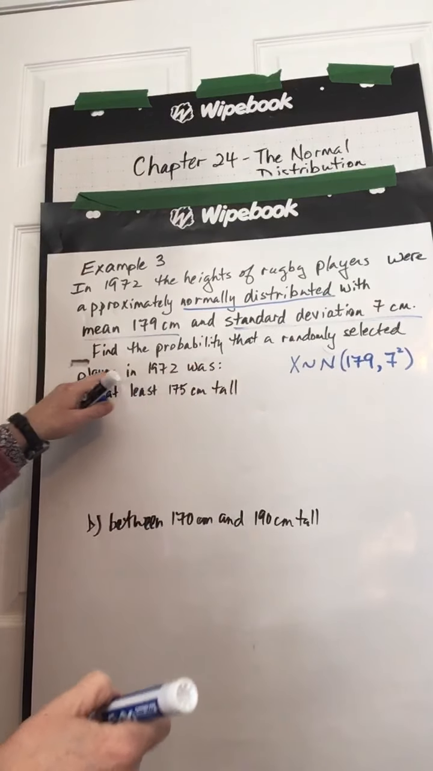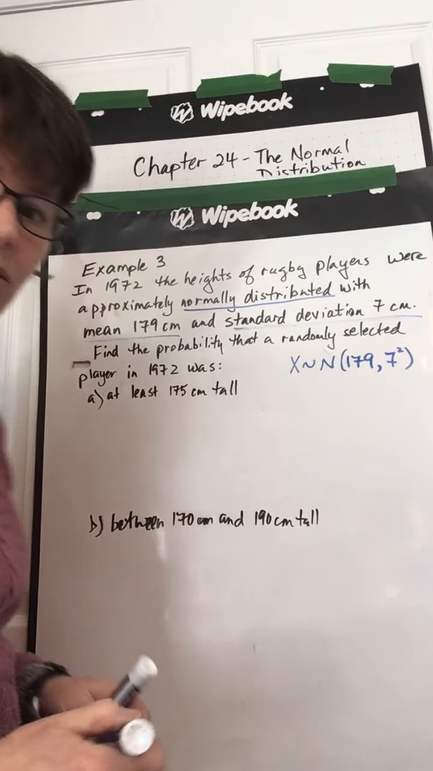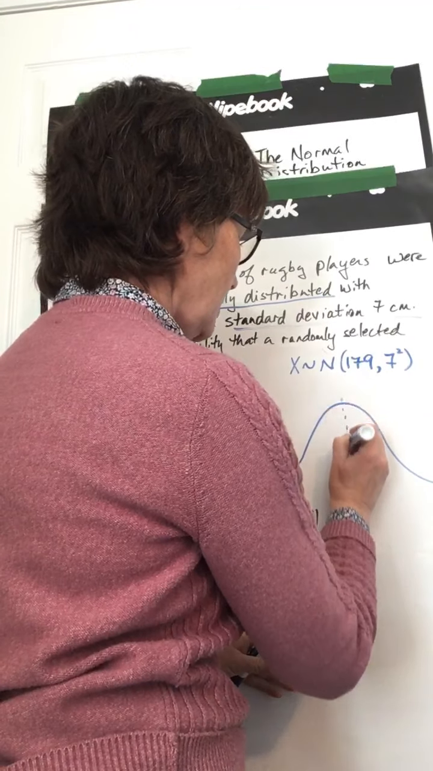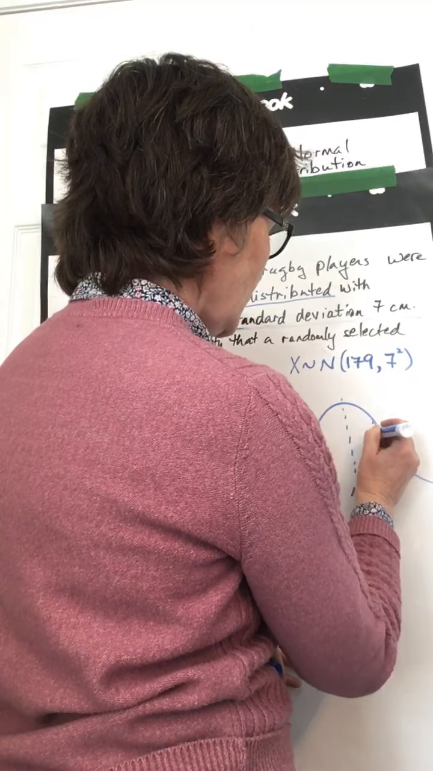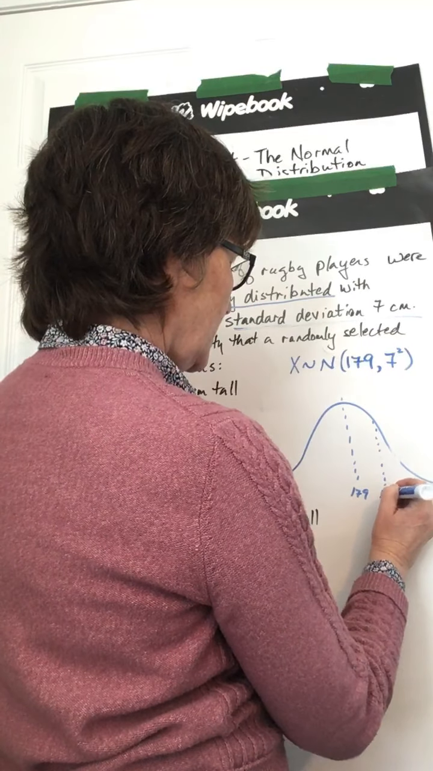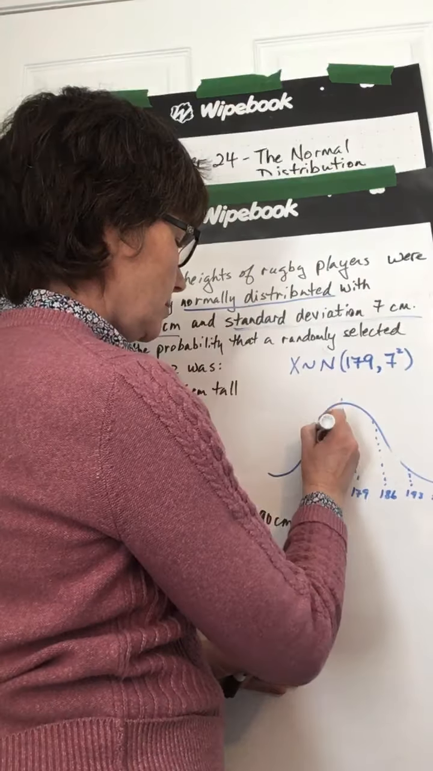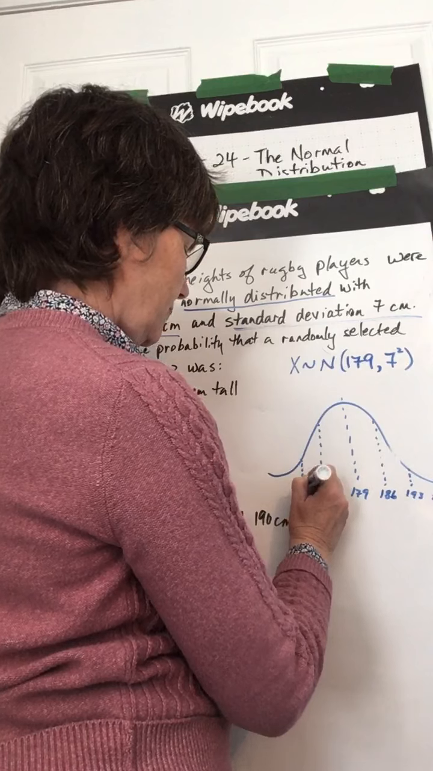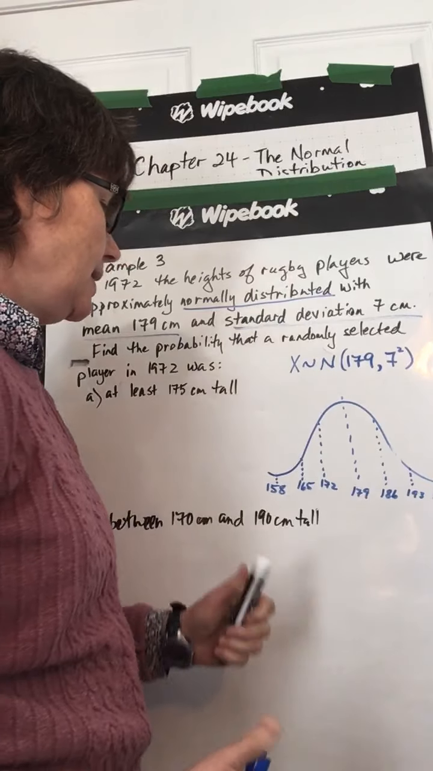Okay, find the probability that a randomly selected player in 1972 was at least 175 centimeters tall. So let's just think about what this situation is looking like. It's normally distributed. The mean is 179. Standard deviation is 7. So if you wanted to, you could go ahead and draw some more points on here. Plus 7, 186. Plus 7 more, 193. 7 more, 200. Subtract 7, 172. 165. 158, and so on, just to give us an idea what this looks like.